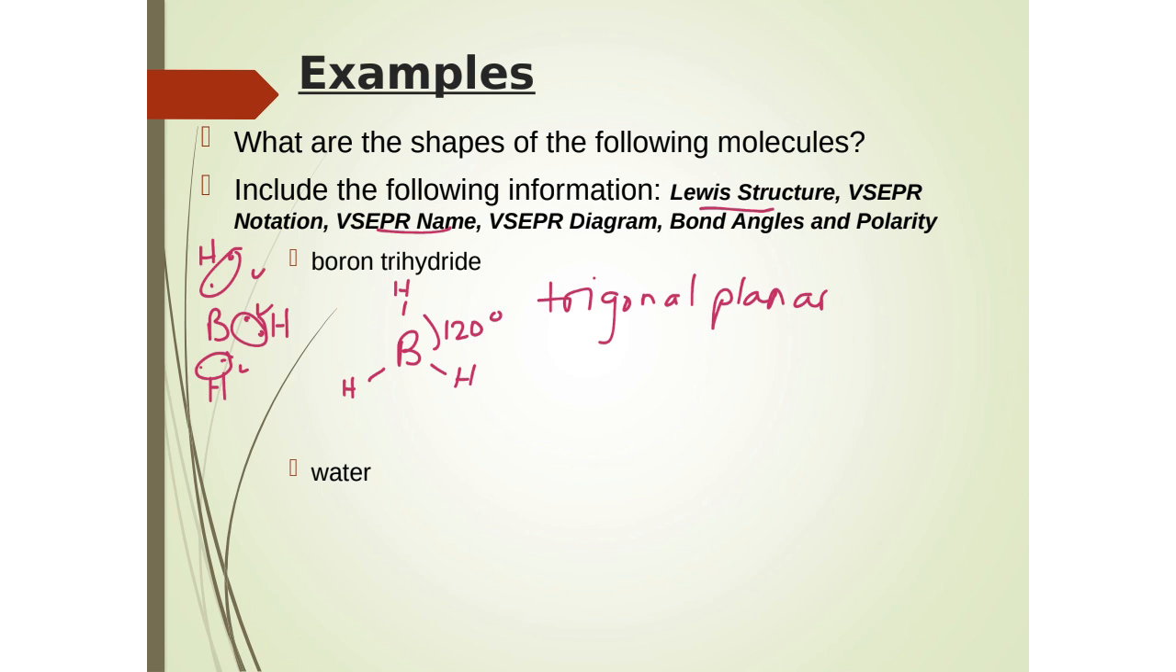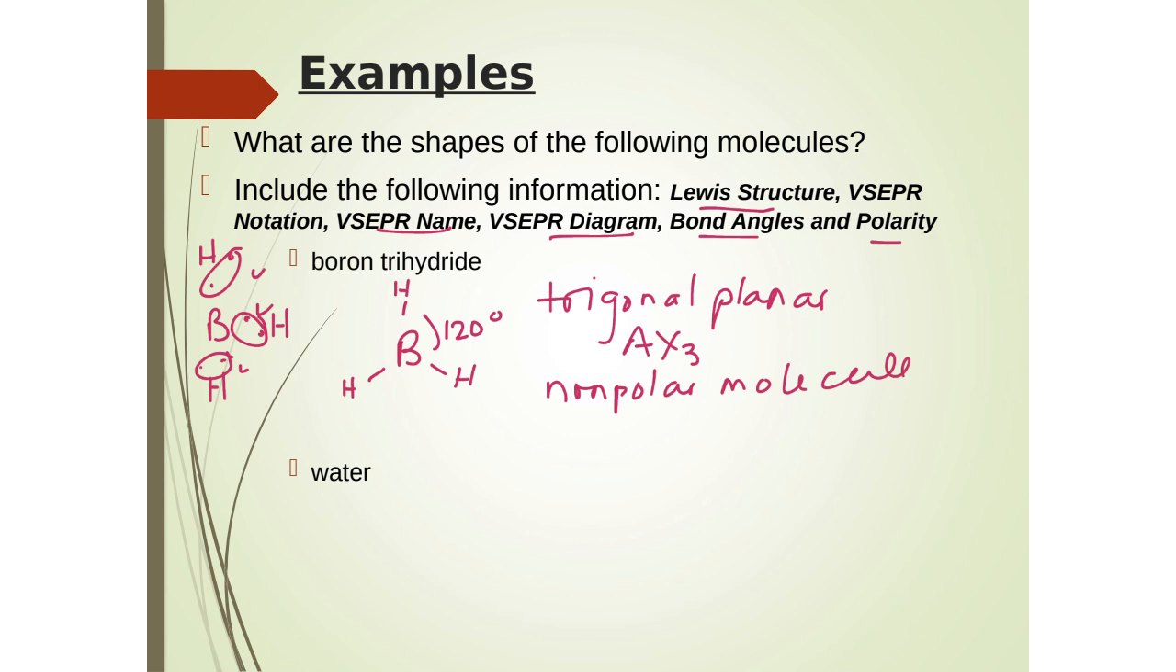The VSEPR notation is that I have a central atom, which is A, and 3 bonded atoms, so I write AX3. I have my VSEPR diagram, it looks like that. I have my bond angles, and then I have to talk about polarity. Well, this is a symmetrical molecule, so you can figure out the difference in electronegativity between boron and hydrogen. I'm not even going to bother because I can tell that even if those were polar bonds, this is equally distributed across. And so this becomes a non-polar molecule.